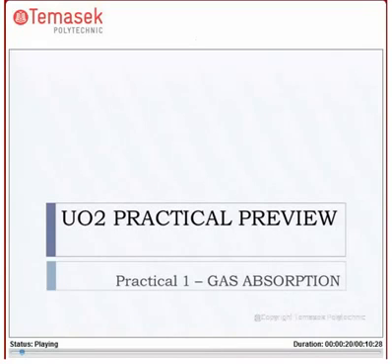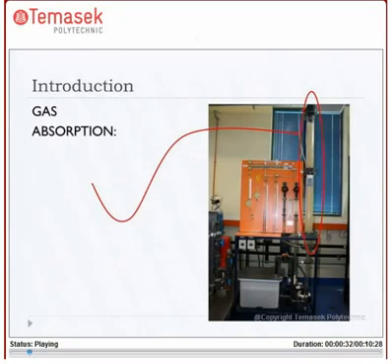This is our first practical for UO2. In Practical 1, we will study the operations of a gas absorption column. This is the gas absorption unit which we will use for this experiment. Other than the gas absorption column itself, notice that there are many other parts which make up this unit. We will talk about them later.